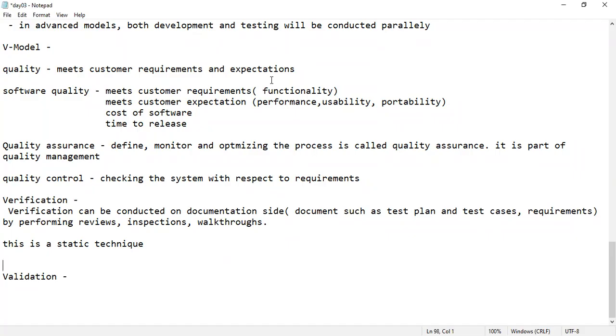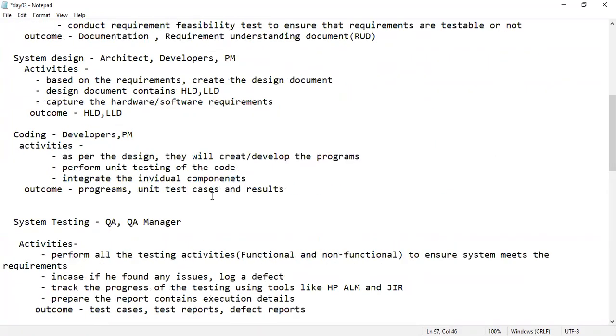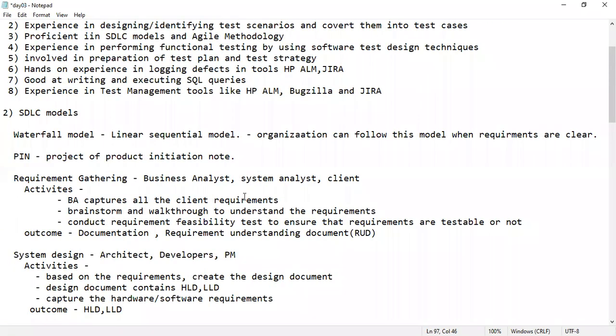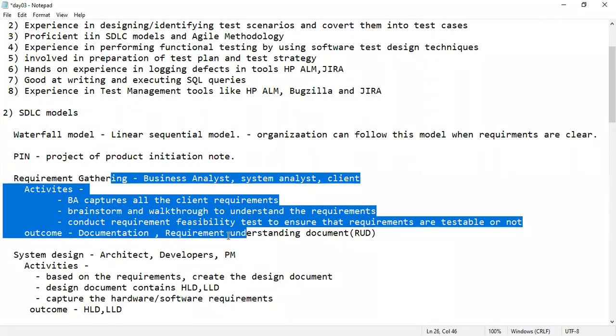So this is a static technique. Moving to validation. Examples for static are what we just discussed: walkthroughs, reviews, inspections, etc. This will be conducted during the requirement gathering stage.